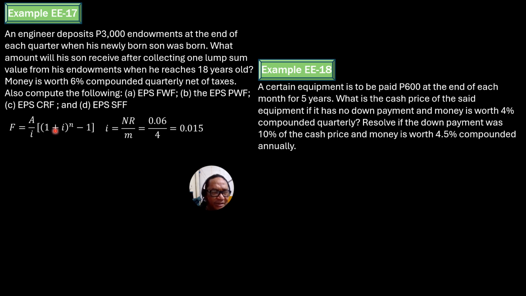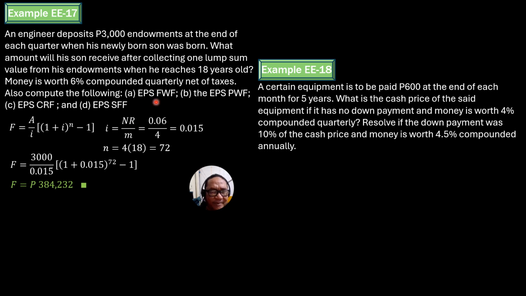So substitute into the formula with N equal to 4 times 18, and that is 72. So substitute F equals 3000 over 0.015, 1.015 to the 72 minus 1. And the future amount, the single amount that the son will receive 18 years from now, will be 384,232 pesos. So that's the amount that the son will receive.